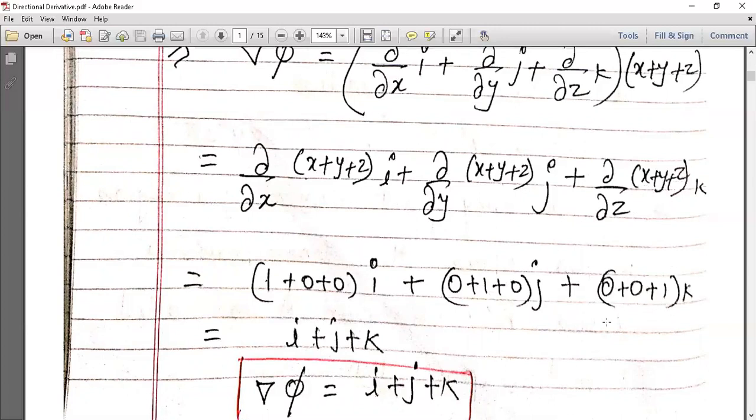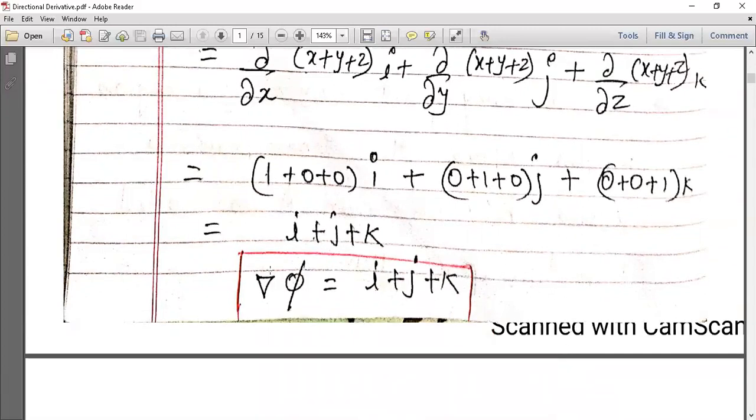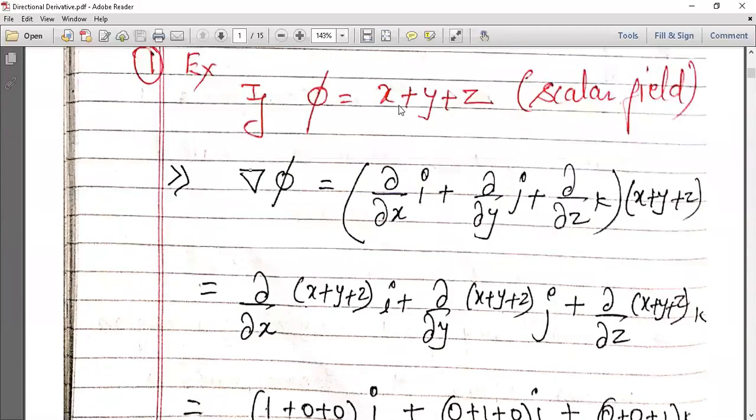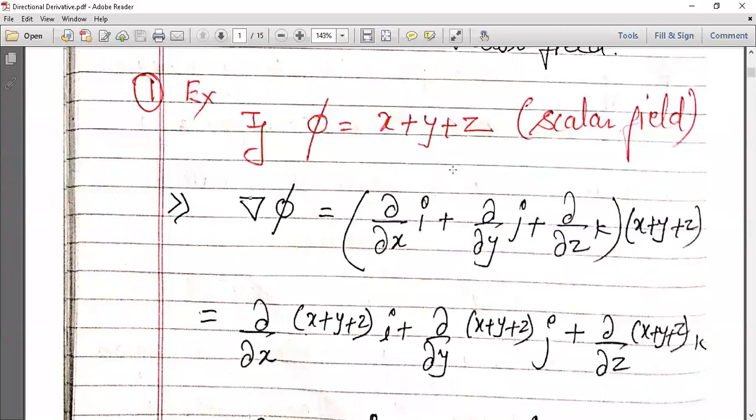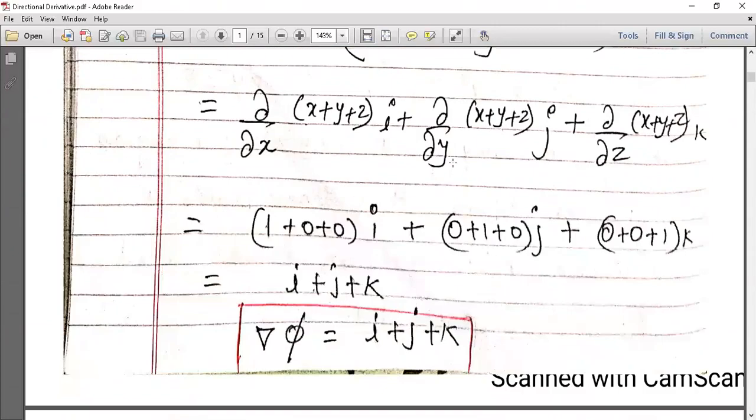So when we apply the del operator to the scalar field x plus y plus z, we get the resultant i plus j plus k. The conclusion is that when we apply the vector differential operator to a scalar field, the resultant is a vector field.